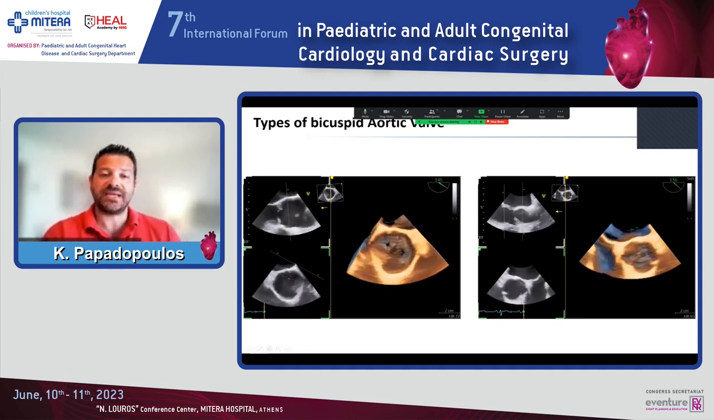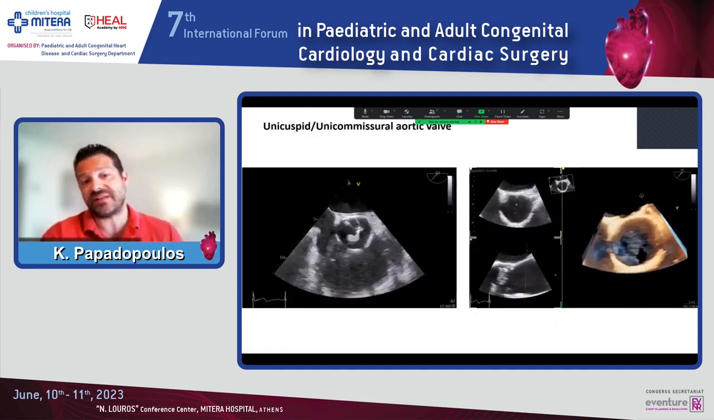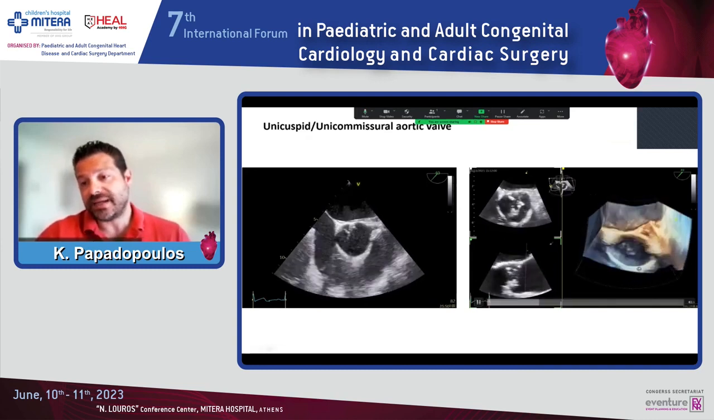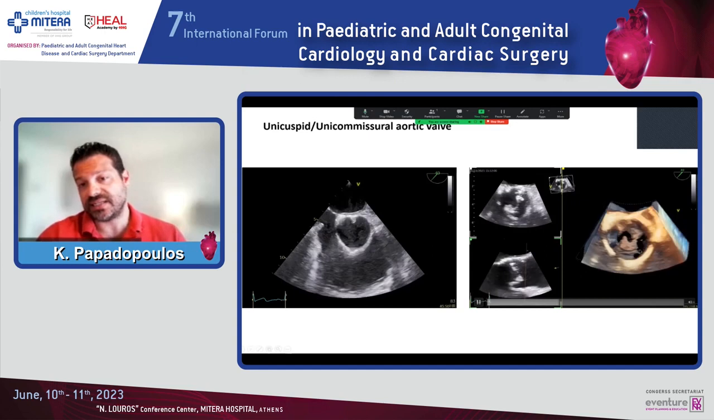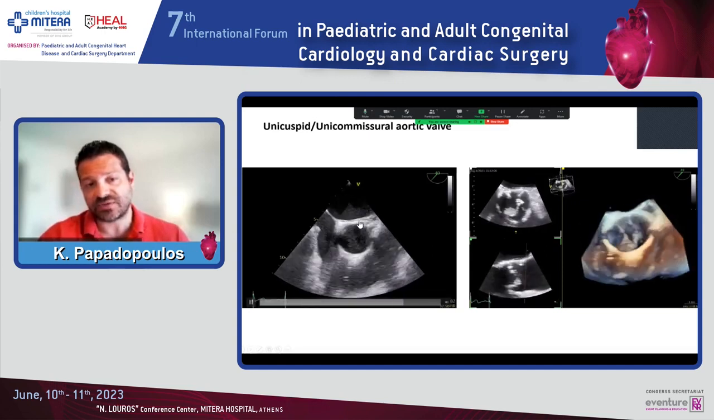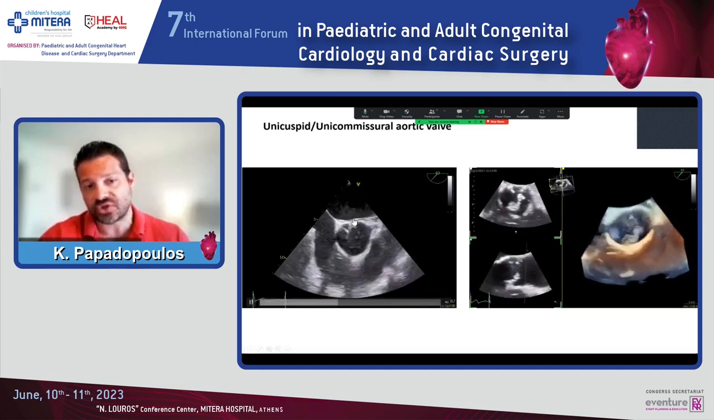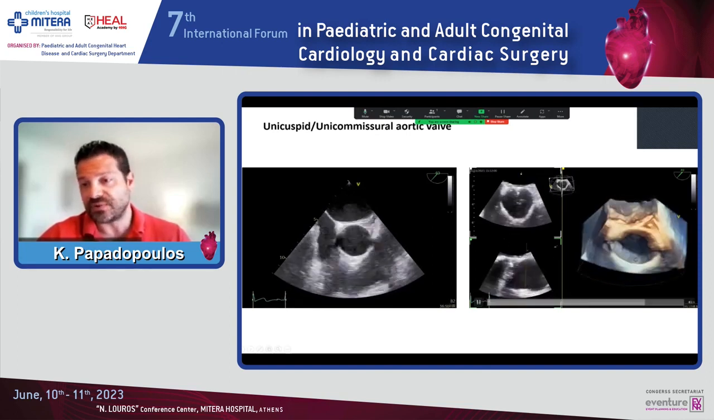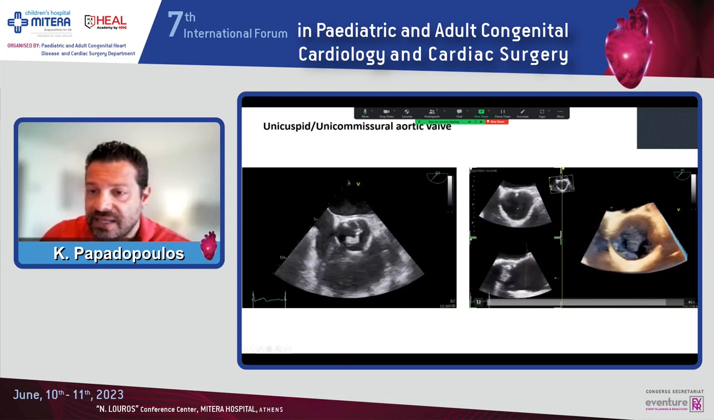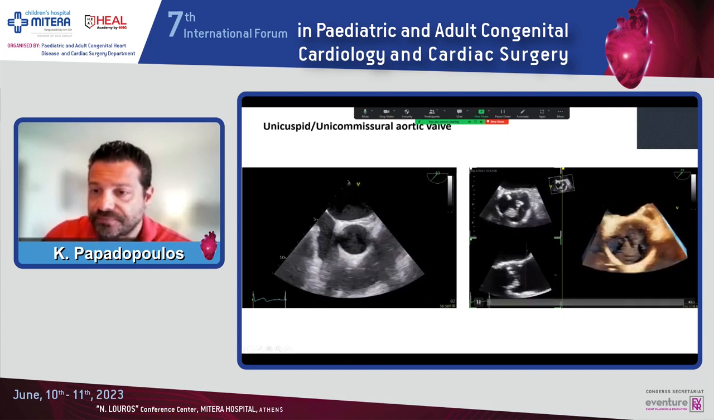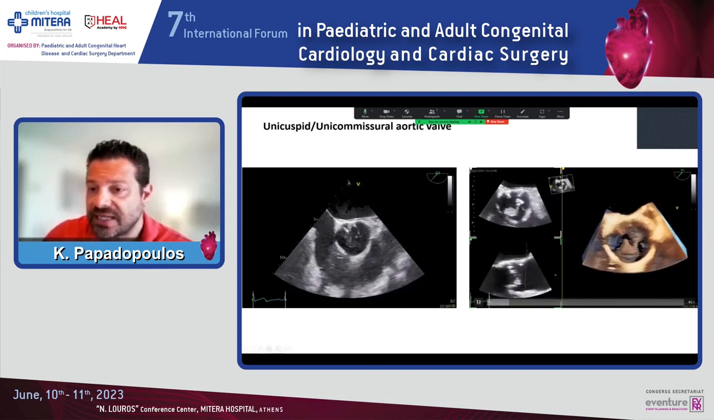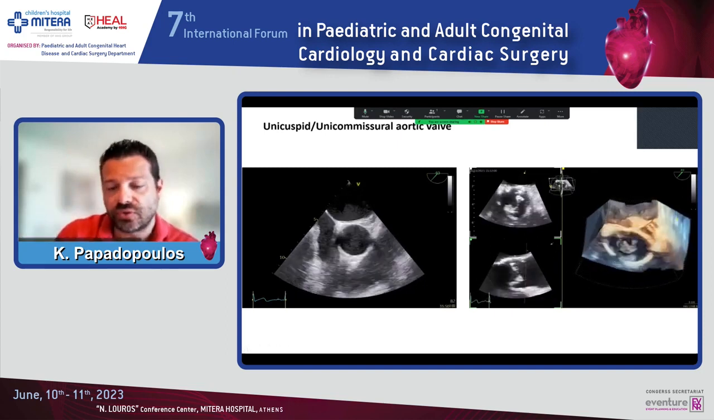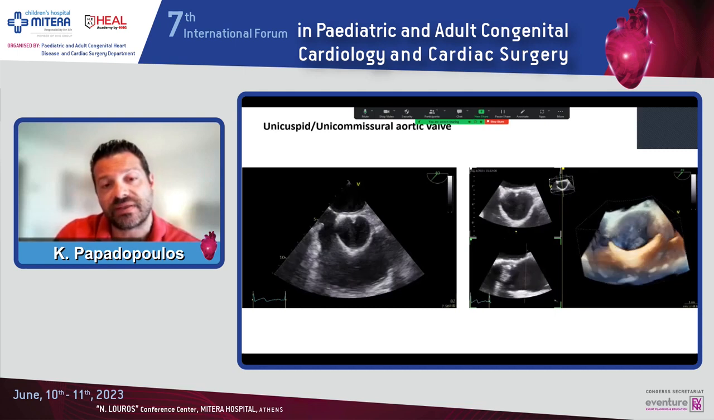And of course, apart from bicuspid valves, we also have unicuspid valves. This is very rare. In my experience, I have only seen one patient. In this patient, you can see that there is only one commissure and only one cusp. And with 3D echo, we can appreciate that we have a commissure there, but on the other side, we have the cusp that is on the air, doesn't go towards the annulus of the aortic valve.